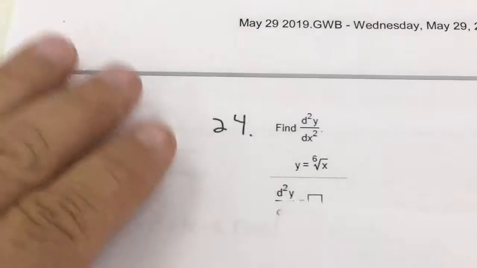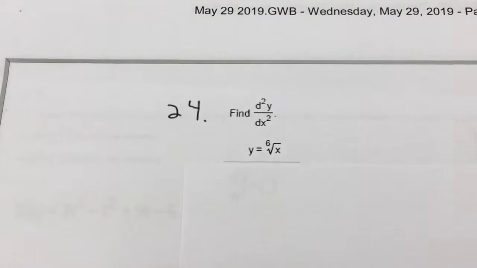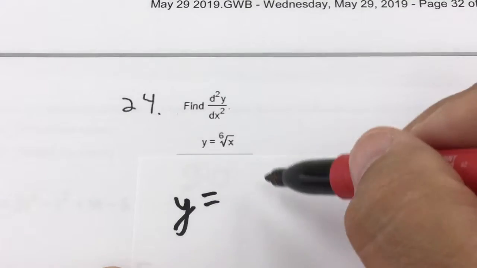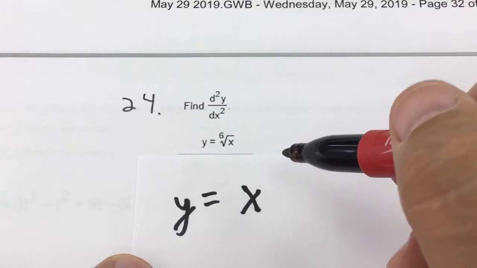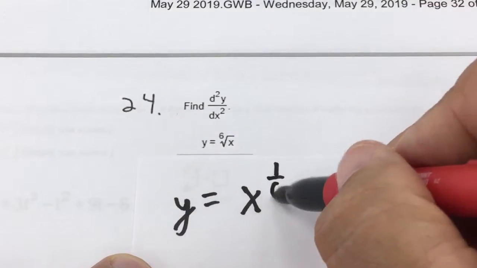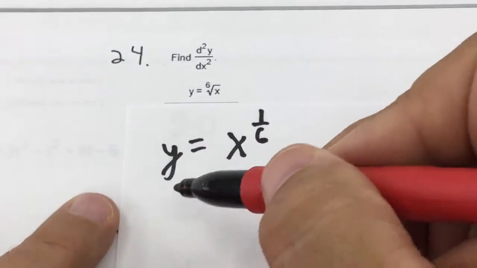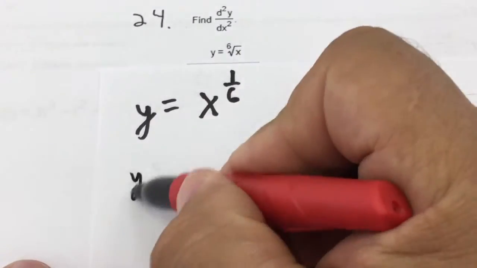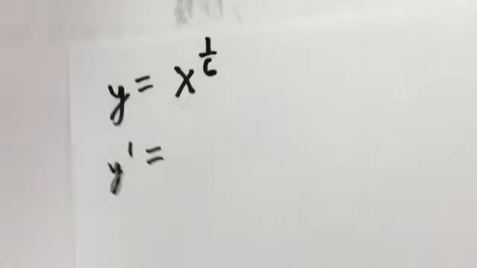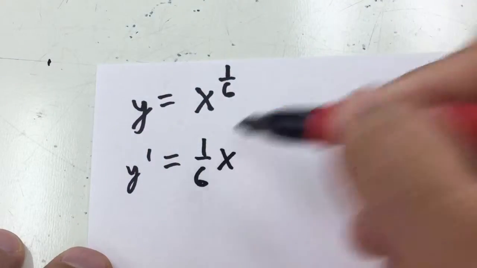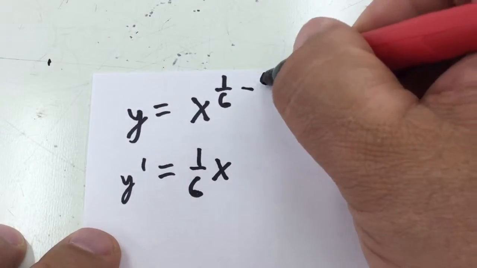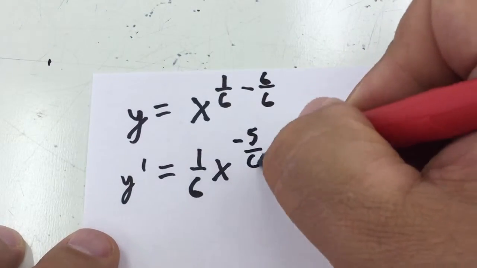Another second derivative. This time it's a radical function, so I'm going to have to rewrite it. Notice, this is not the derivative. This is just me rewriting it so I can take the derivative. I'm going to rewrite the 6th root of x as x to the 1/6. So the first derivative, y prime, is going to equal 1/6 x, and then I have to subtract 1 from the exponent. That's going to give me negative 5/6.